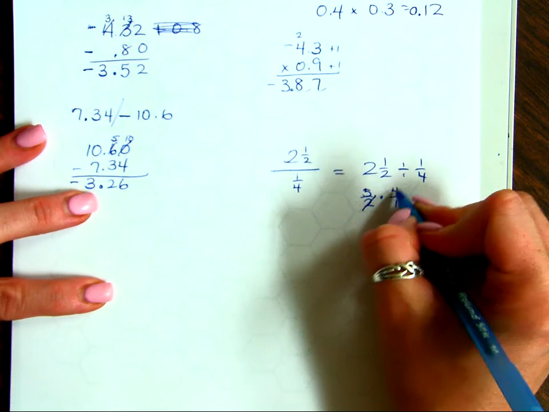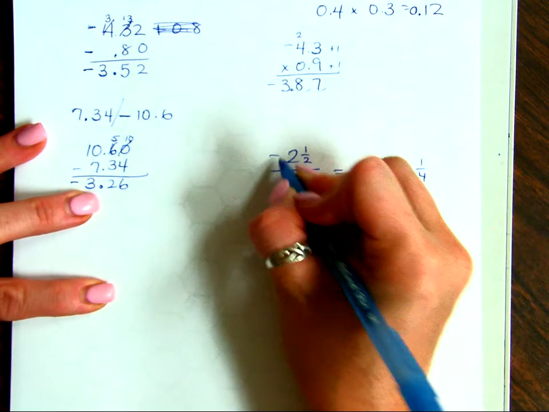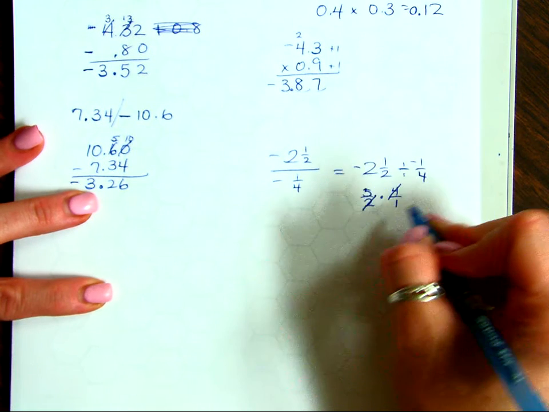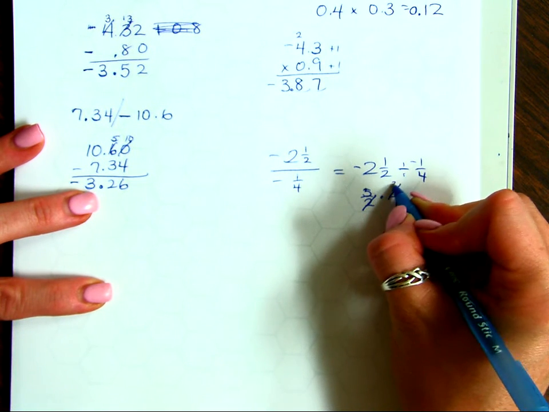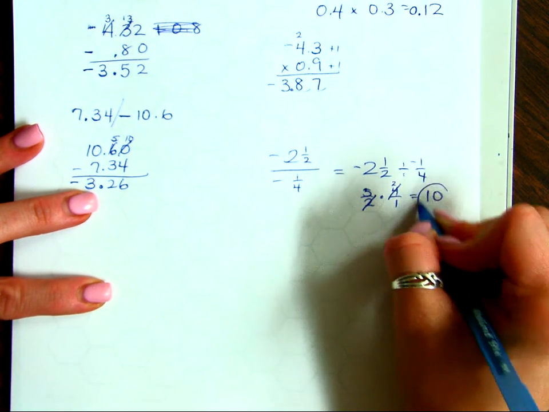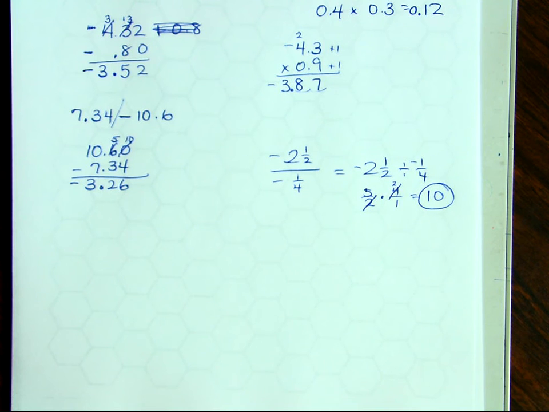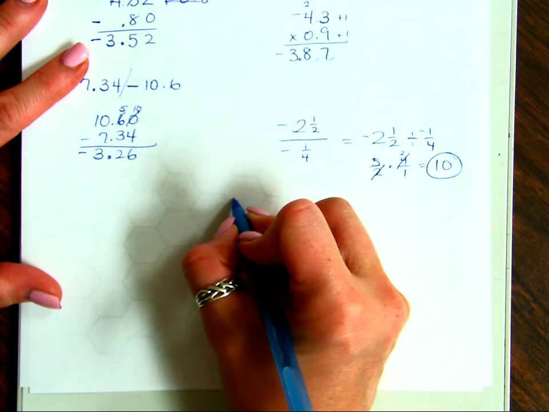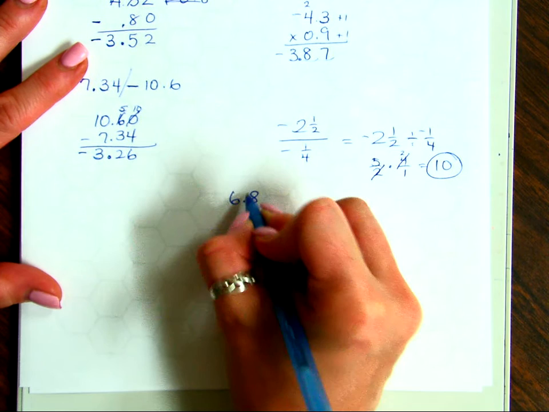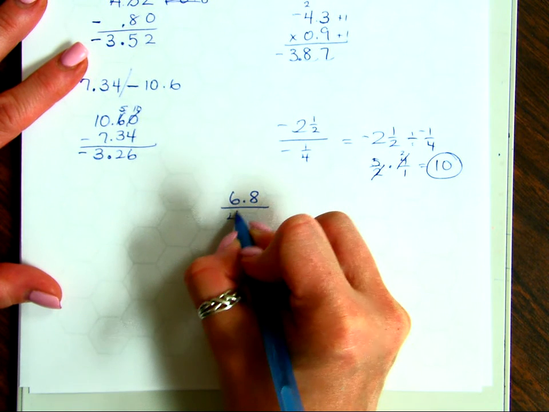And then you cancel. Let's make both of these negative. Negative divided by a negative is going to be a positive. This is 2, so that answer works out to be 10, okay? And the only other thing to look at is this. If you have 6.8 divided by 4.2.